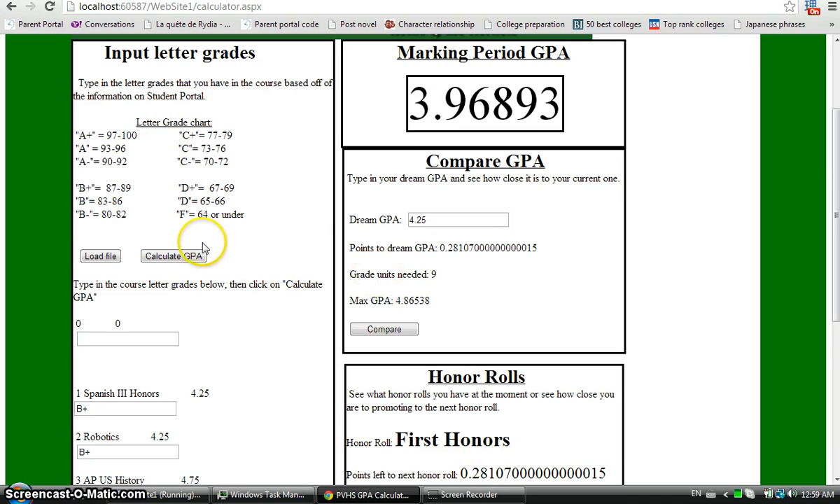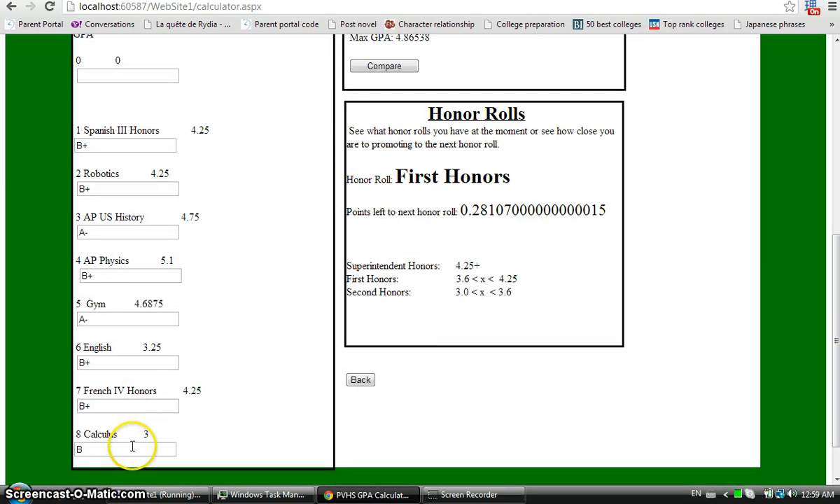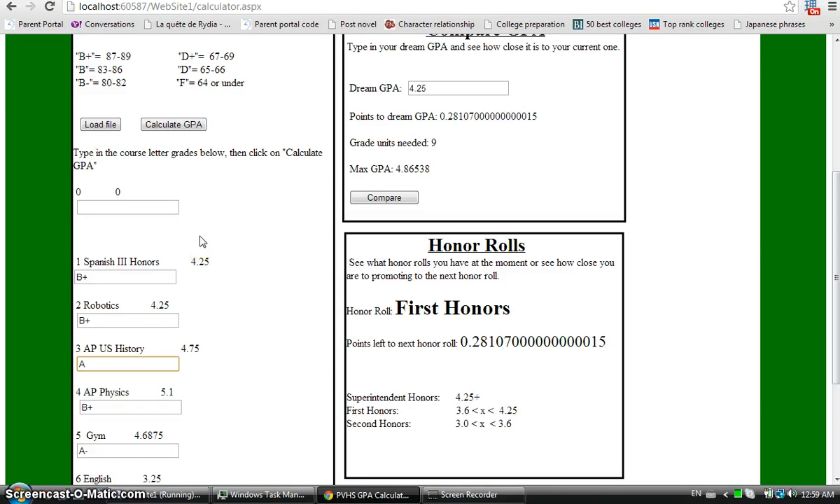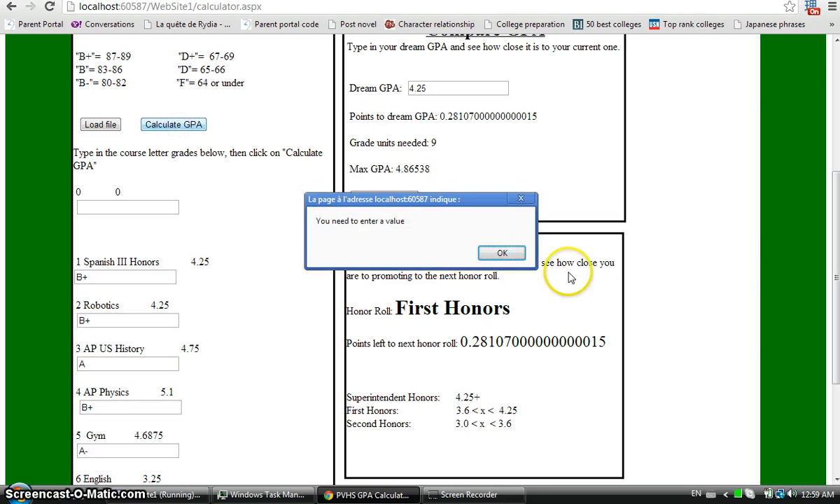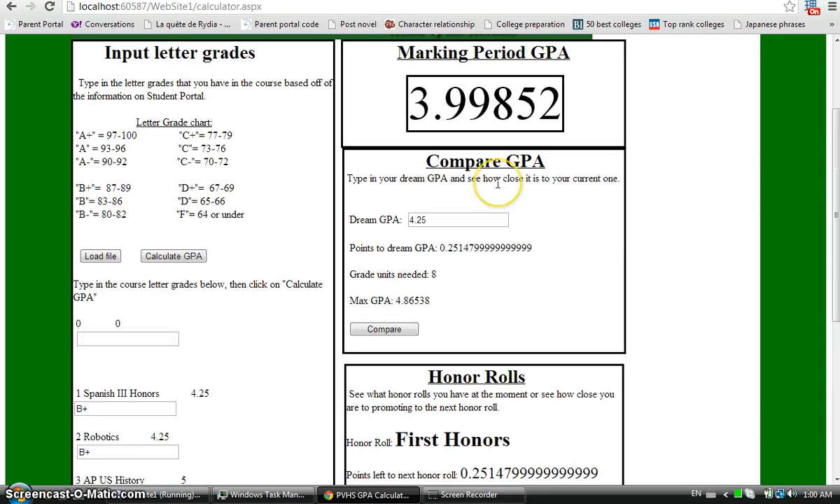Okay. And we try to get an A in AP US history, an increase from A minus to an A. 8 grade units left. Looking good so far. It's looking pretty good. We have a 3.998. We're even closer to getting 4.25, and we're only 8 grade units away. So therefore, we have to increase our grade like 8 times to get our GPA. Honestly, that sounds really far.